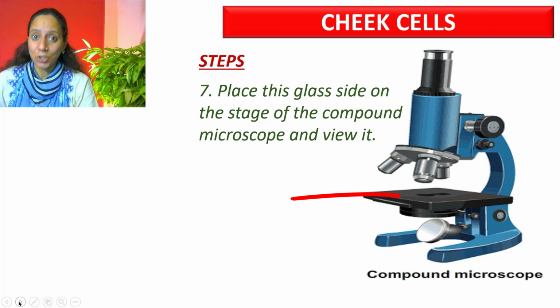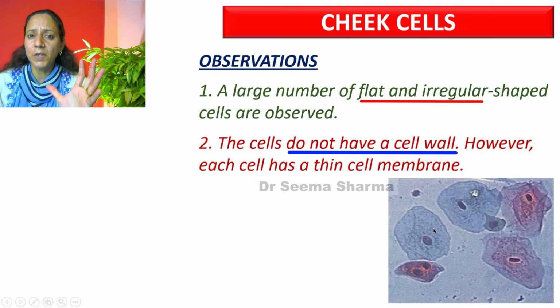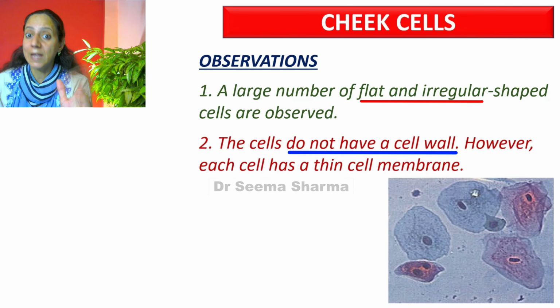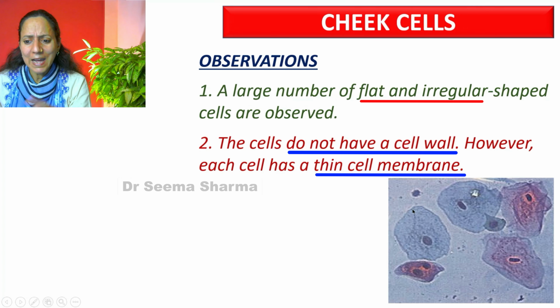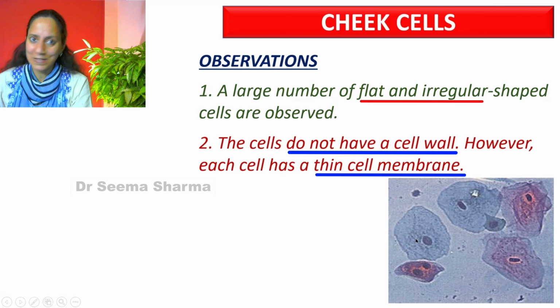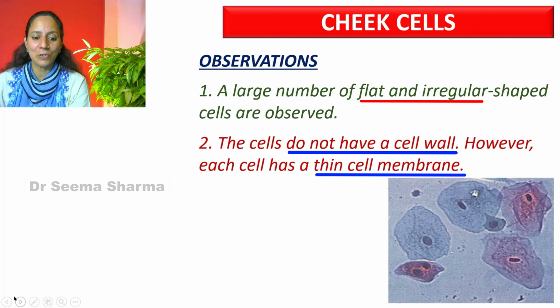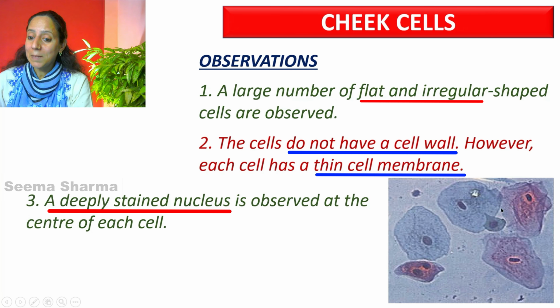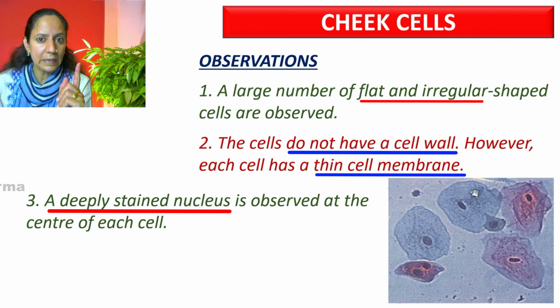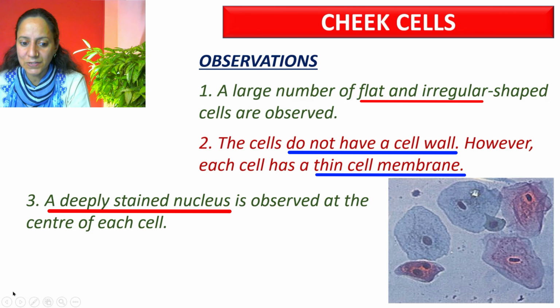When you observe the cheek cells under the compound microscope, your observation will be a large number of flat to irregularly shaped cells. The cells do not have a thick and prominent boundary, meaning they do not have a cell wall, and you know animal cells do not have a cell wall. However, each cell has a very thin outer covering, which is called the cell membrane. It's visible in this picture also. Third observation: a deeply stained nucleus is observed somewhere near the center, not exactly at the center, of each cell, and it is visible in all these cheek cells.